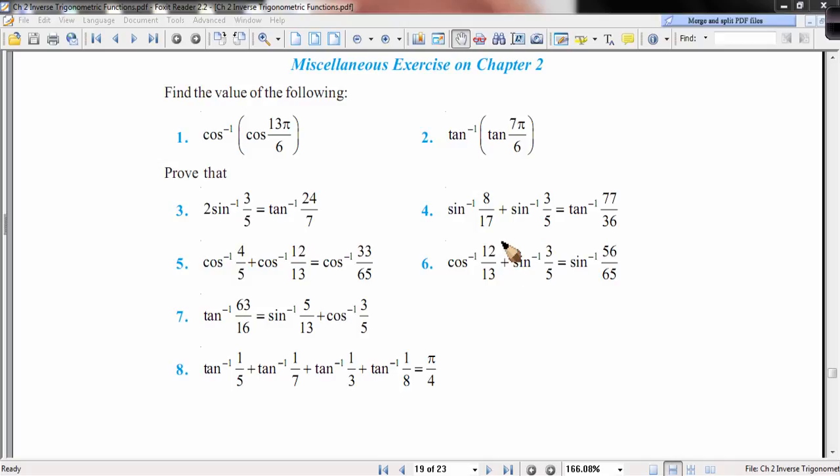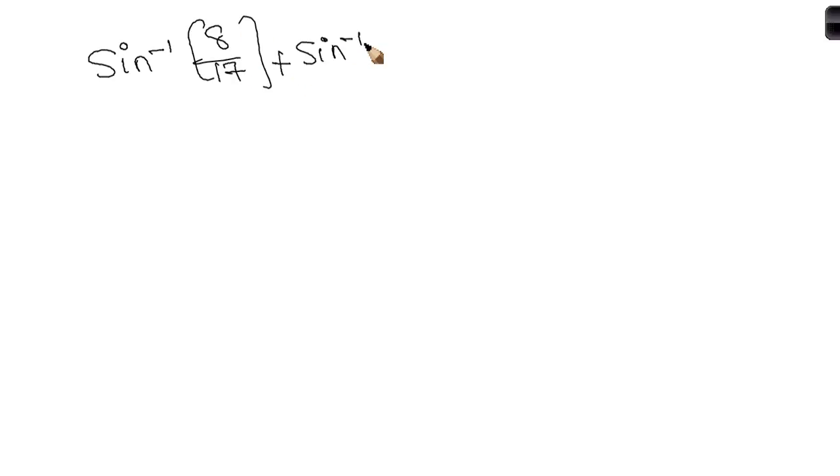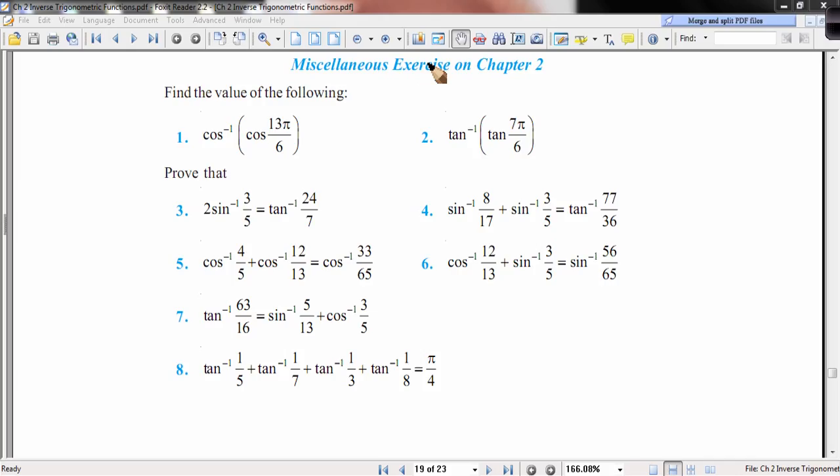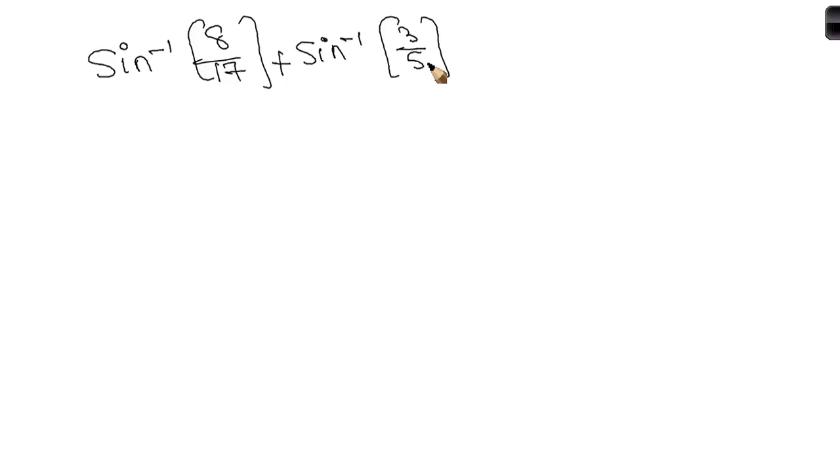Next question. Prove sin inverse of 8 by 17 plus sin inverse of 3 upon 5 is tan inverse of 77 upon 36. We need to prove sin inverse of 8 upon 17 plus sin inverse of 3 upon 5 is equal to tan inverse of 77 upon 36.